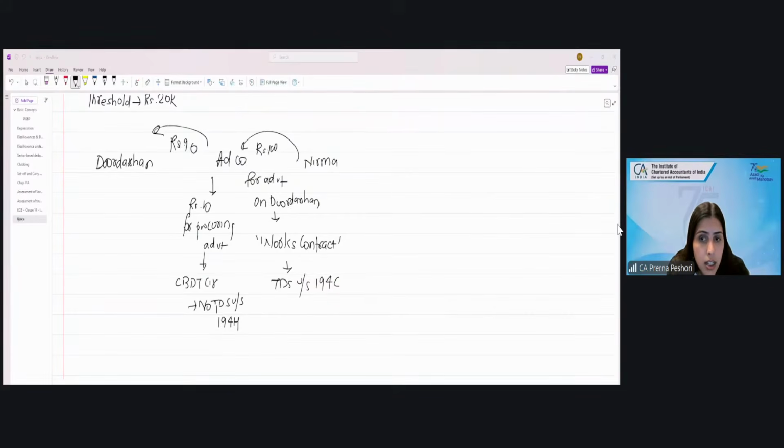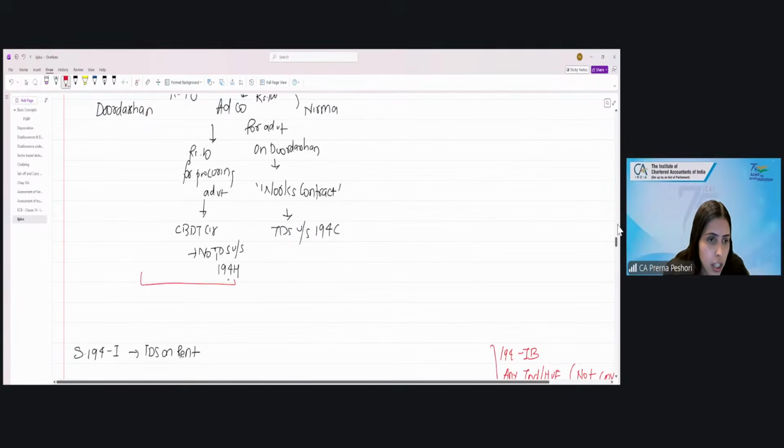However, if there is basically no agreement between them on these retentions, and the relationship between the media company and the advertising company is that of principal to principal, then TDS is not attracted. So you have to look into the agreement to see whether the relationship between these two companies is that of principal to principal or a contract of agency.